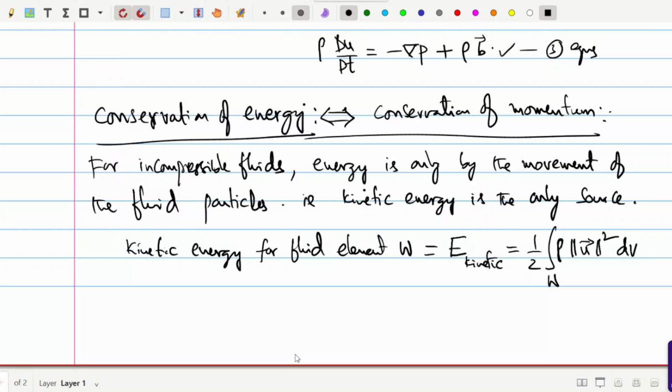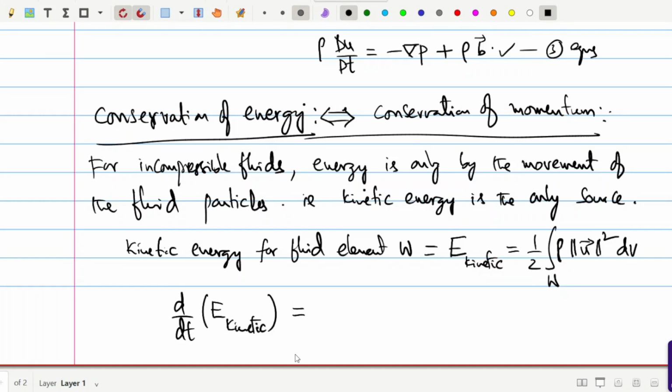So what does conservation of energy tell you? It tells you that d/dt of E kinetic, assuming incompressible fluids, this is the only source. So d/dt of this one is equal to what? Rate of change of energy is what? What is the conservation of energy? What will happen?